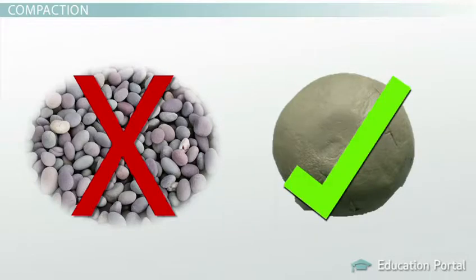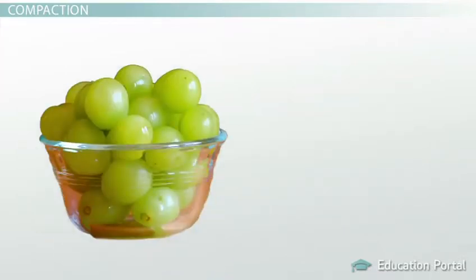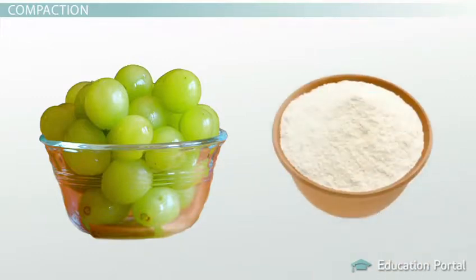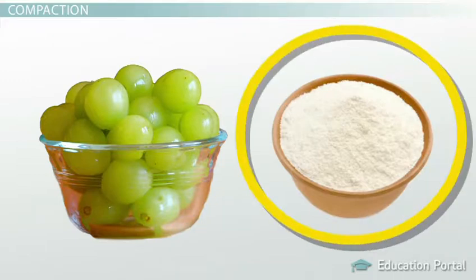However, finer grains of sediment, such as clay, tend to lithify better because these fine grains attract each other. For example, if you place a bowl full of grapes, which represents pebble-sized sediment grains, next to a bowl of flour, which represents clay-sized sediment grains, it's easy to see that compaction works better for smaller grained sediments.